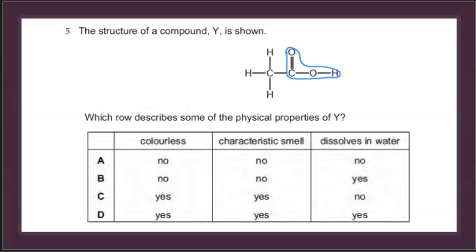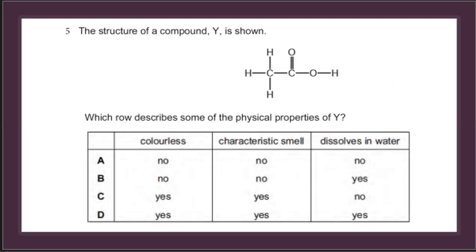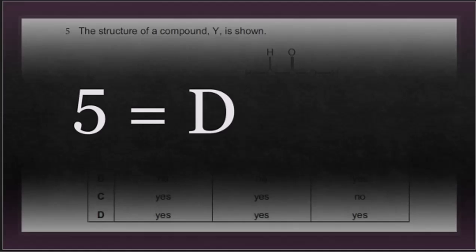It's colorless. The acid would be colorless, yes. So it could be either C or D. They have a characteristic smell, yes. It could be either C or D. They dissolve in water, yes. They would dissolve in water. So that leaves us with D as the answer. So the answer to this question is D as in dog.